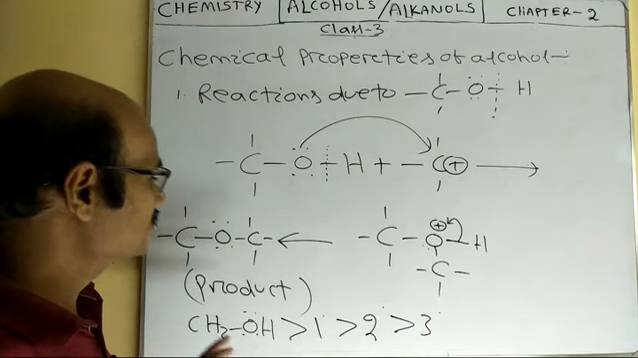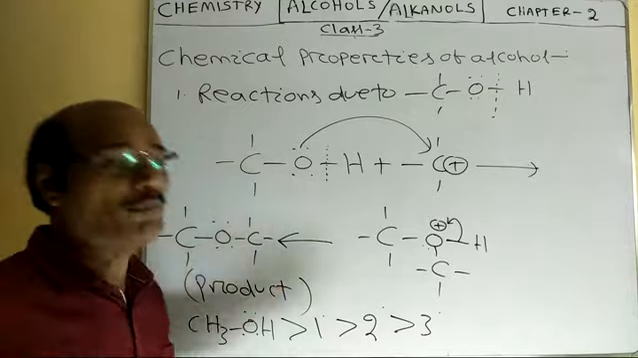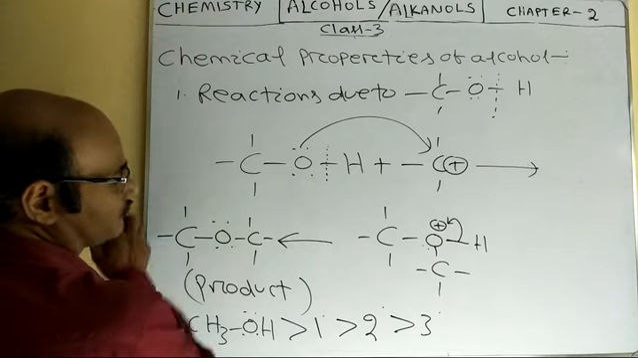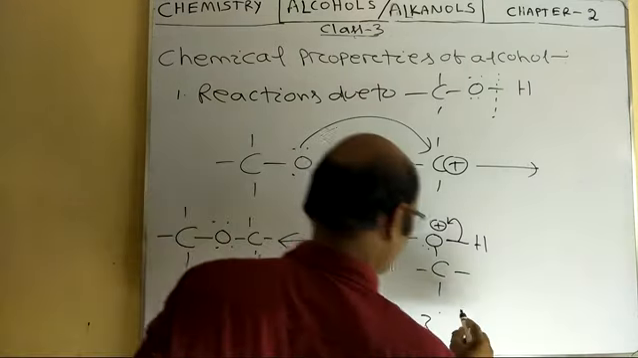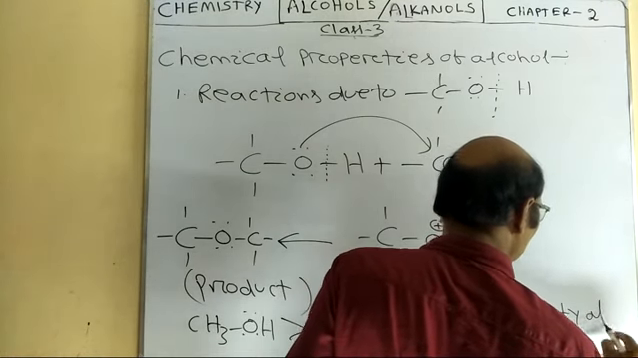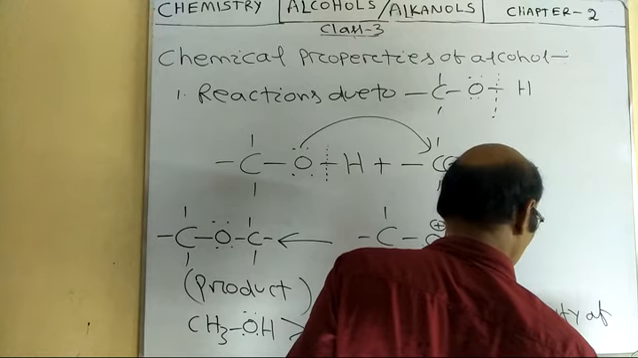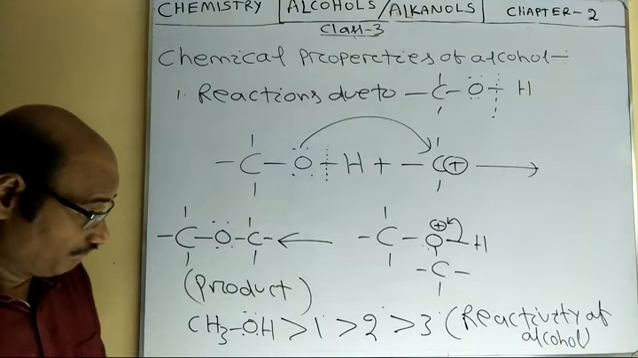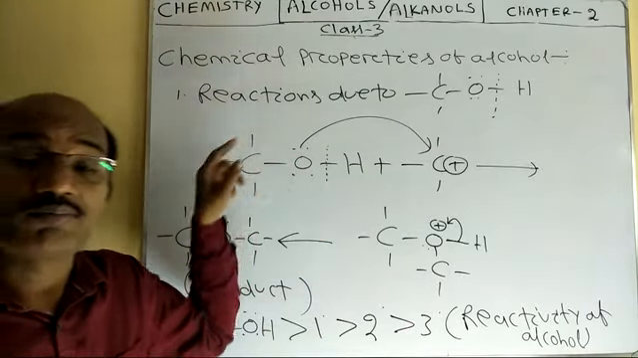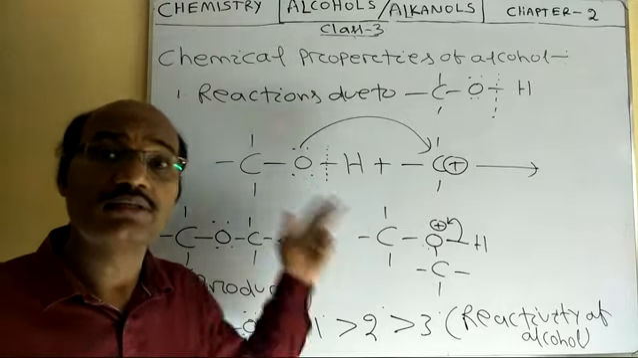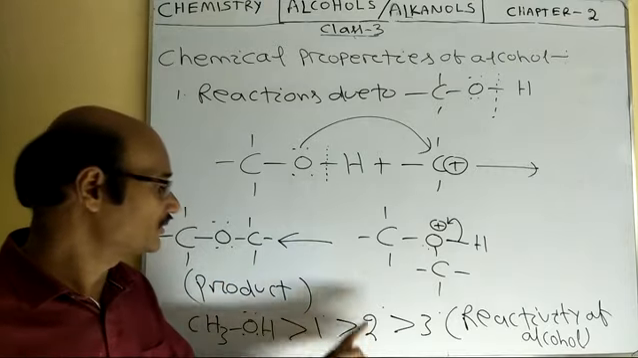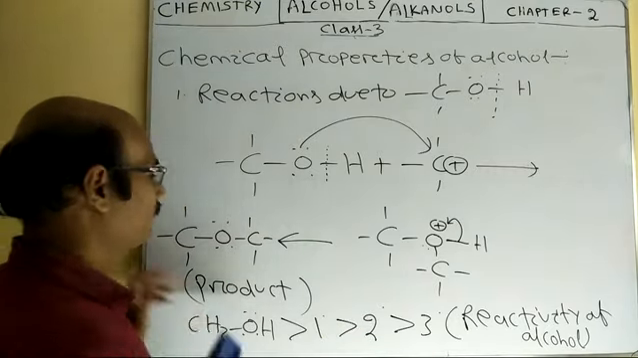Let us discuss different kinds of examples showing this kind of reaction. This is the order of reactivity of alcohol. Remember, the reactivity of alcohol for this particular type of reaction, when the O-H bond is breaking, is more for methyl alcohol, then primary alcohol, then secondary alcohol, then tertiary alcohol.